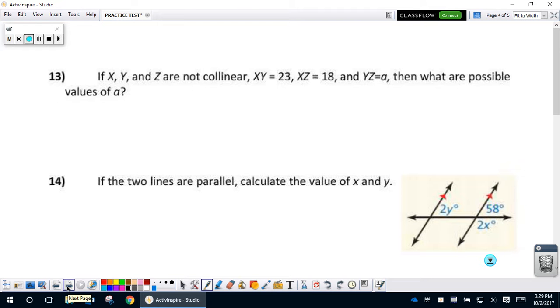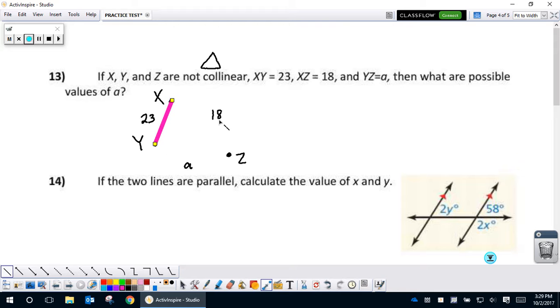And 13, x, y, and z are non-collinear, so you should be thinking about possibly a triangle. So x, y, z. We know the distance from x to y is 23. The distance from x to z is 18. And we don't know the distance from y to z. Okay, so if you're drawing it, you would probably put a dotted line because we're unsure of it.